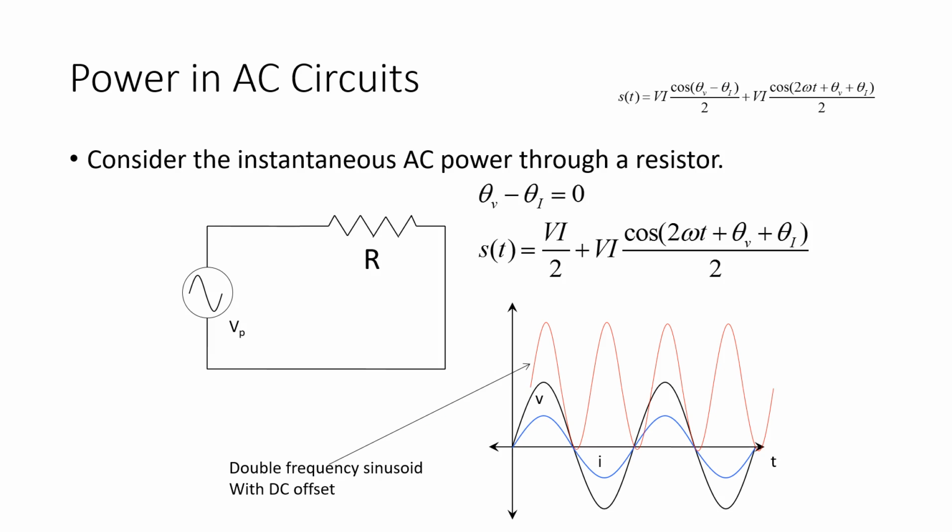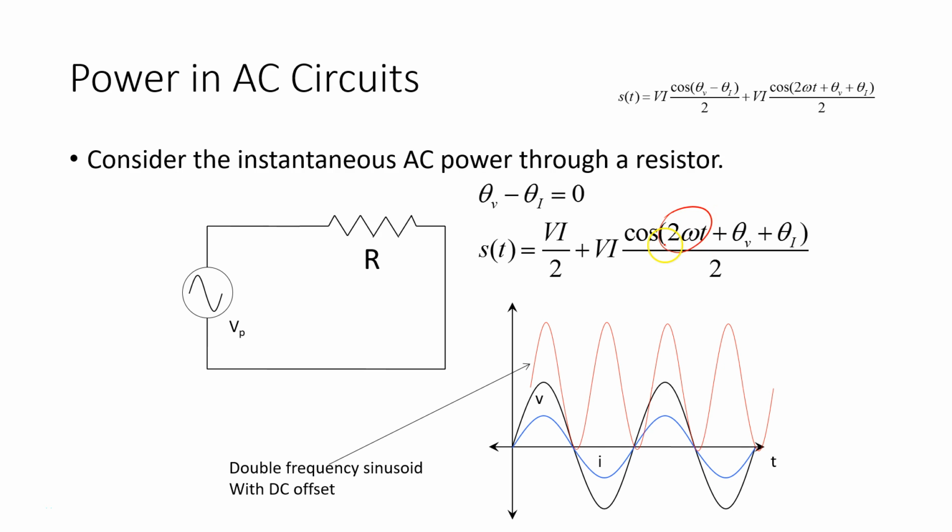So I'm going to look now at the power through a resistor, and we know for a resistor the voltage and current are in phase, so theta v minus theta I will be 0. So if we look back up here, I've just put the final equation from the previous slide, and theta v minus theta I is 0, cosine will go to 1. So here I will have now VI on 2 plus VI on 2 cosine 2 omega t plus theta v plus theta I.